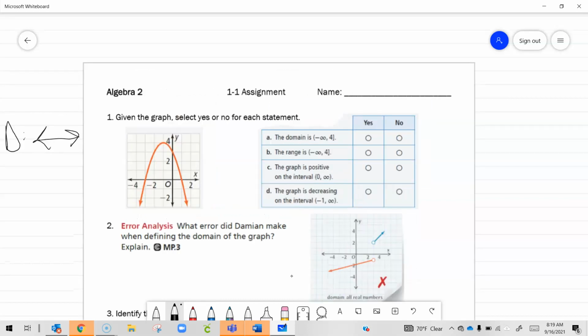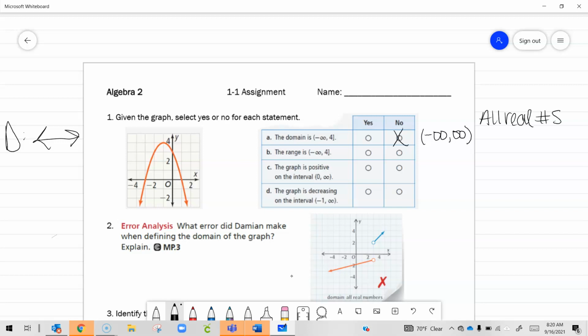Since this parabola here has an arrow going to the left and an arrow going to the right, and it's getting wider, that means it's going to continue forever off to negative infinity over on the left and forever off to positive infinity on the right. So that would mean that our domain is not negative infinity to 4. We would write that negative infinity to infinity, or sometimes students will say all real numbers.